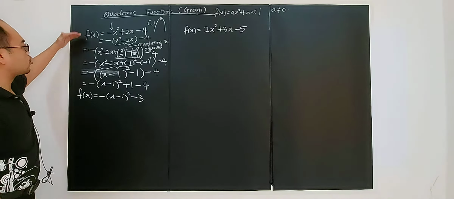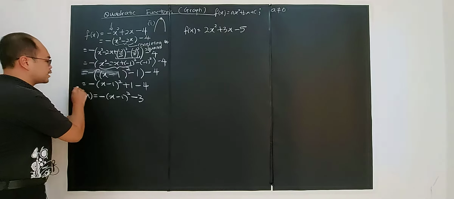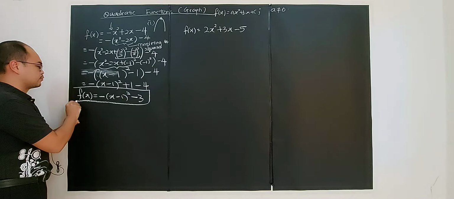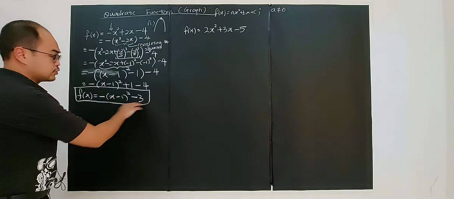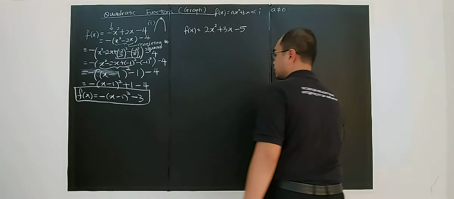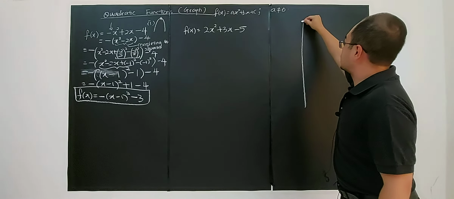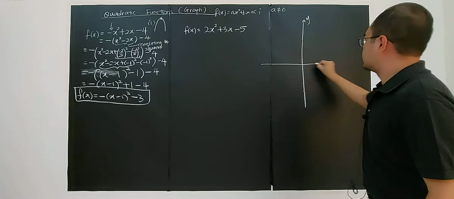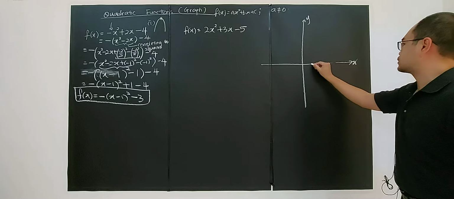So you have to complete the square from the start until this form. We use this form to sketch the graph, by using this function that has already been completed into a square. So now I draw the function here. I sketch the axes, y and x.